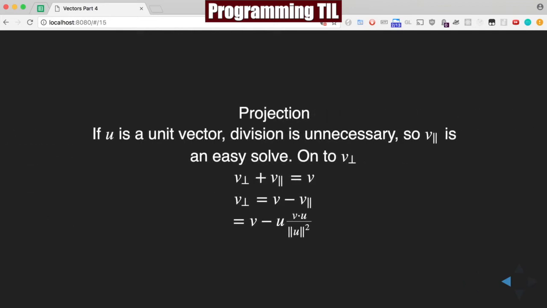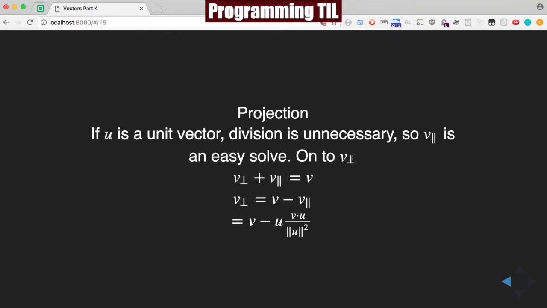Once we have that, we're able to solve for the perpendicular v. Basically v perpendicular plus v parallel is equal to v. So we know the perpendicular is v minus v parallel, so it is v minus the previous equation.